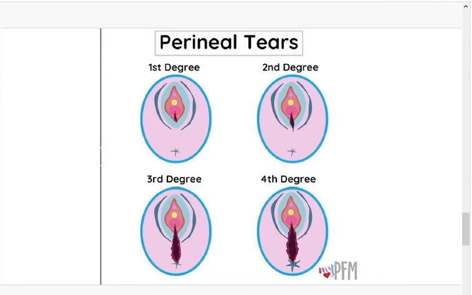In first degree type of injury, only the fourchette is torn. The fourchette gets a tear or cut. Second degree tear: in this tear, the tear extends beyond the fourchette but does not involve the rectum or the anus. And third degree tear, the tear involves the internal sphincter or the rectum.